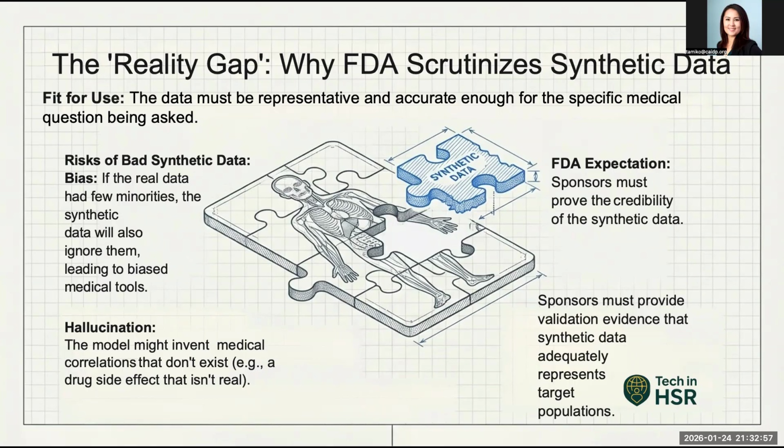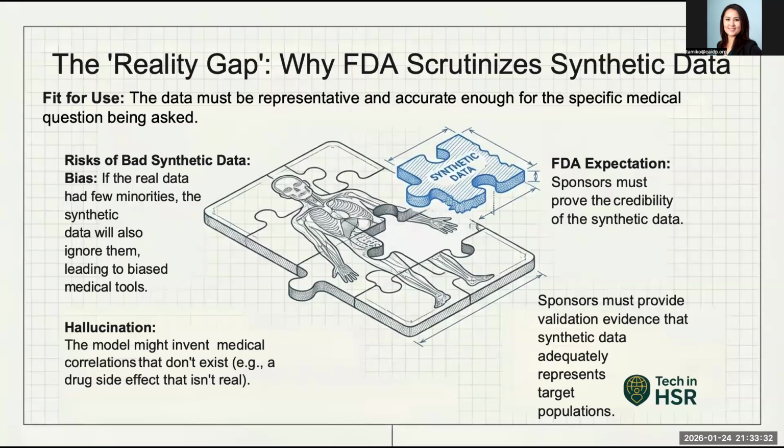But here's the problem. First, bias. If the real training data had, for example, just a few minorities, then the synthetic data is going to ignore them. That's not a bug, that's a feature of how these models work. They reproduce the patterns that they learn so that they can be generalizable. But the result is that these medical tools are going to be biased against the very populations that they are supposed to be protecting.